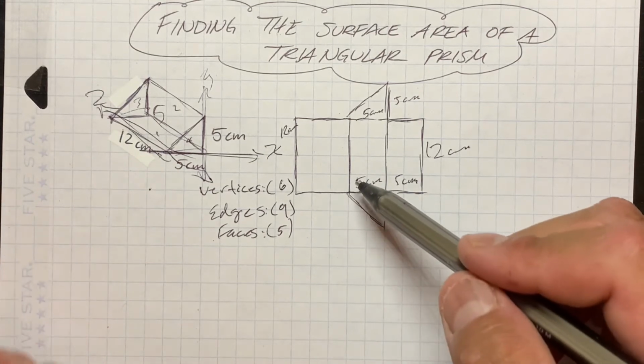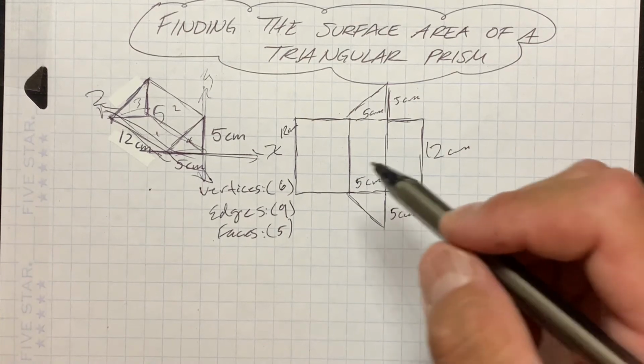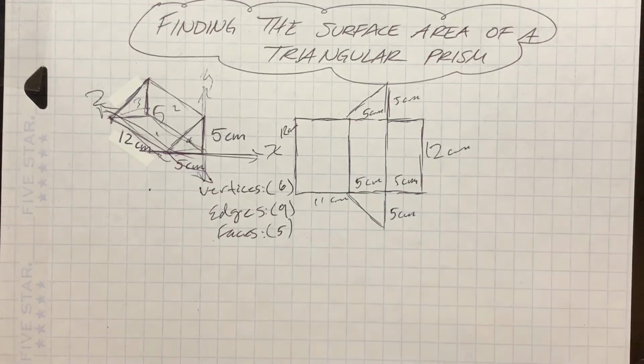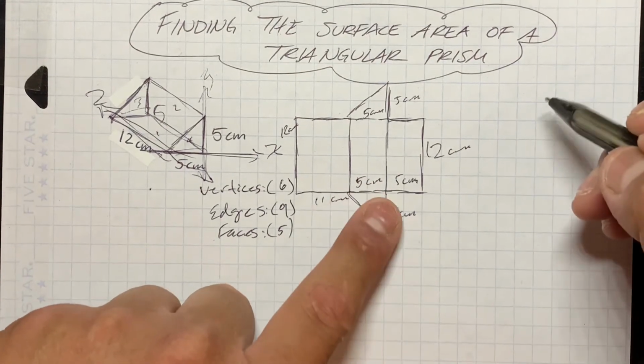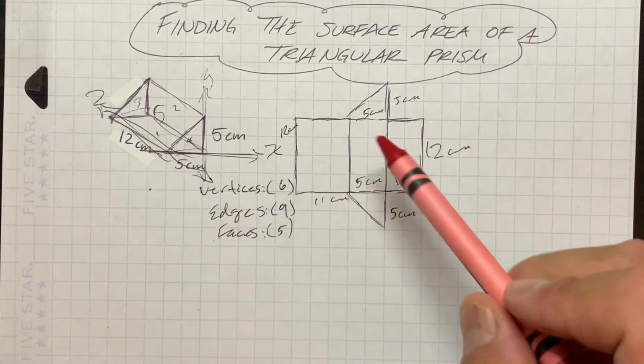Okay, that one, 12. This would be 11 centimeters. All right, there we go. So let's go and find the areas. So we're going to find the area. First of all, let's color code this.